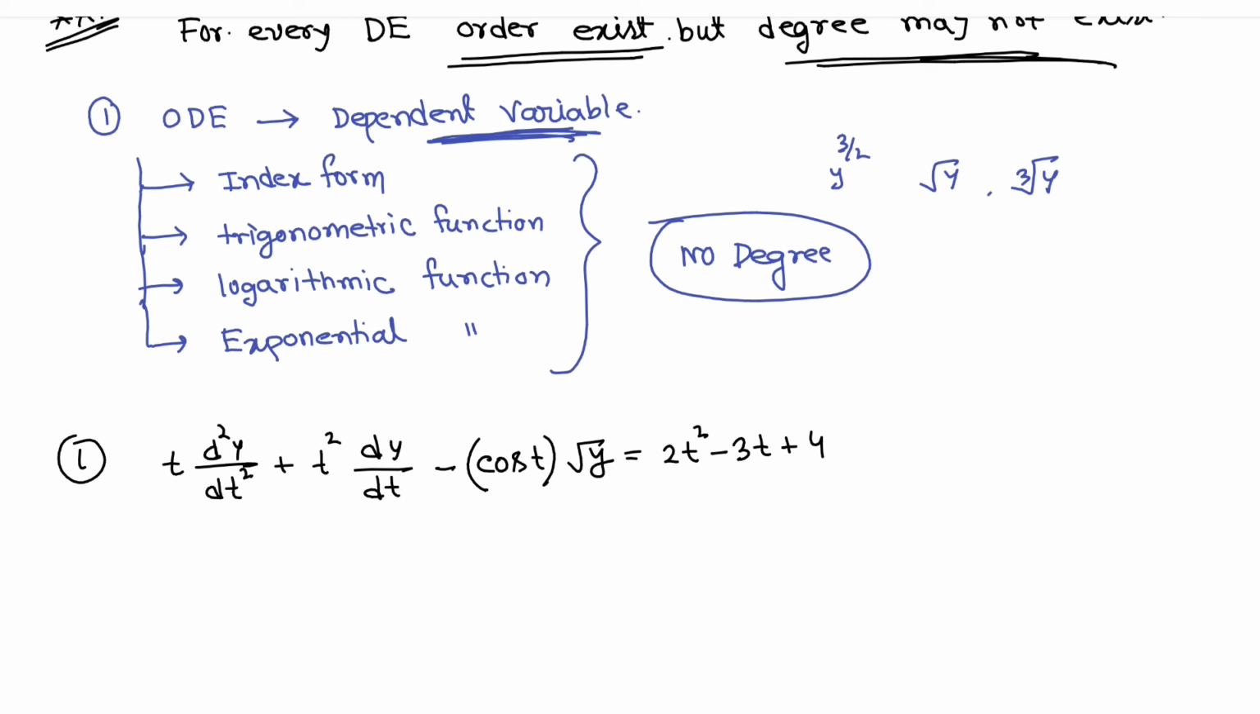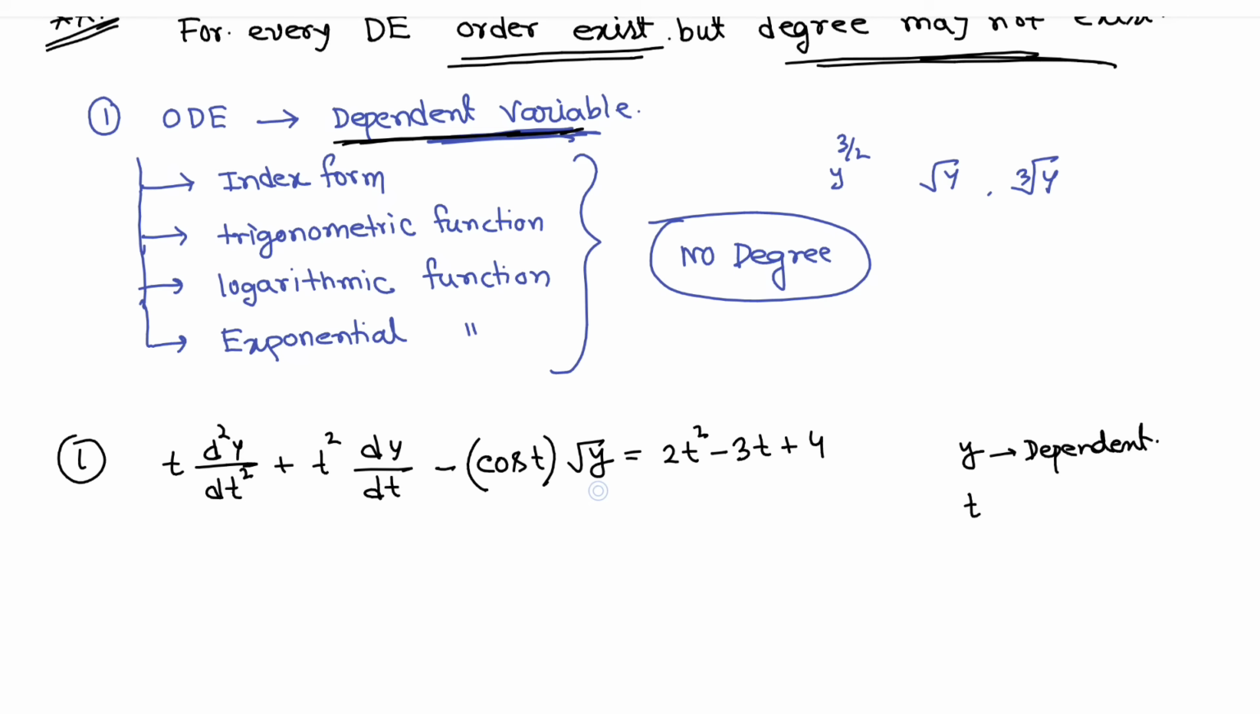In this equation, which one is the dependent variable? Obviously y is the dependent variable. And which one is the independent variable? t. So our first step is to find the dependent variable. So here y is our dependent variable.